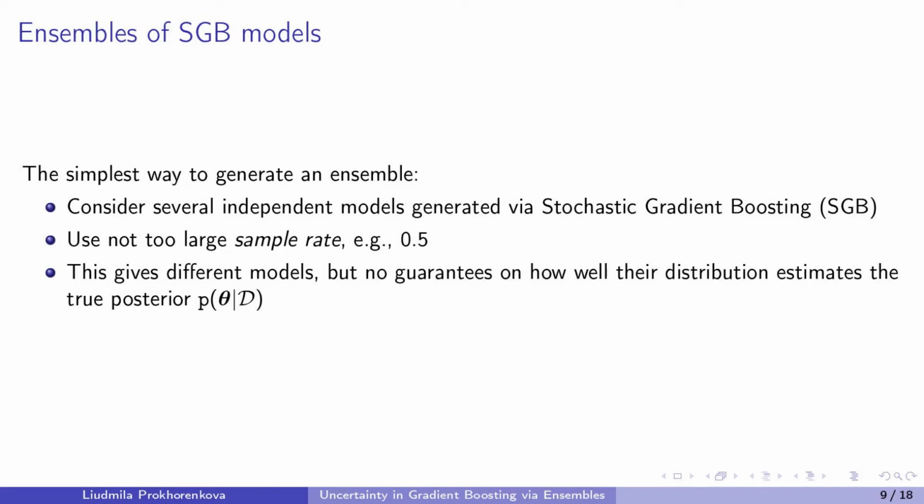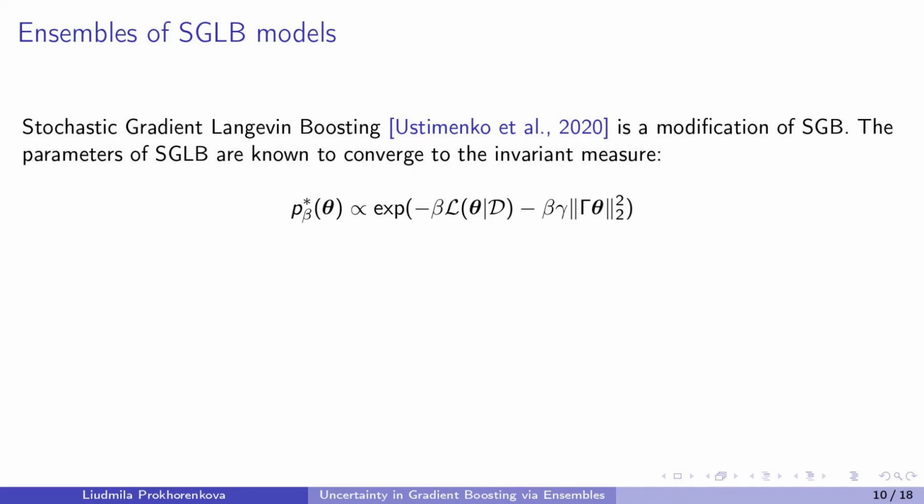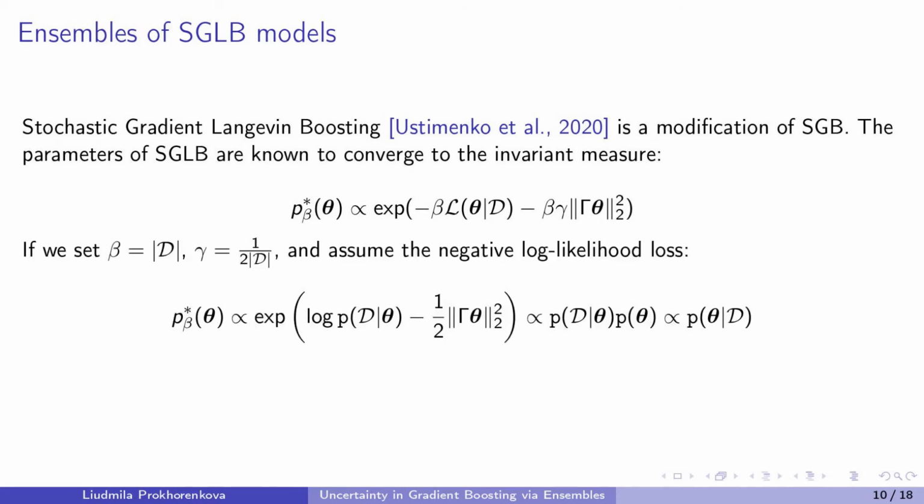Let us note that there are no guarantees on how well the distribution of these models estimates the true posterior. Notably, there is a way to sample gradient boosting models from the true posterior via a recently proposed stochastic gradient Langevin boosting. This algorithm is an easy-to-implement modification of SGB. The model's parameters are known to converge to the invariant measure P star. Initially, this fact was used to prove the global convergence of SGLB even for non-convex functions. However, we use it for a different purpose.